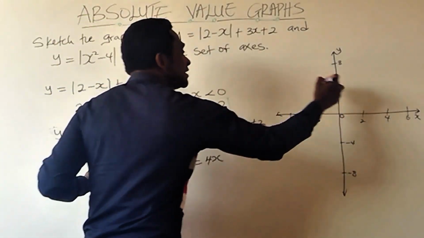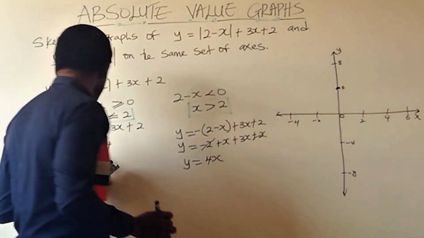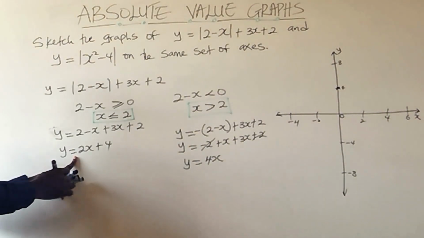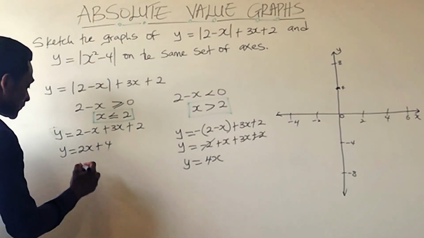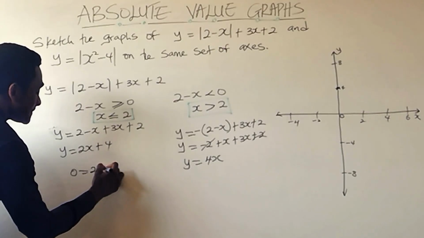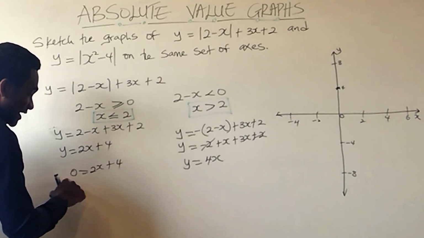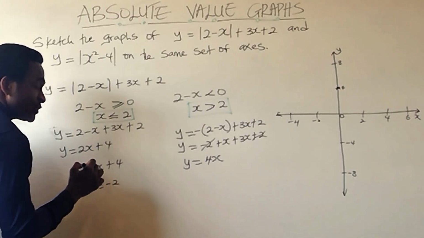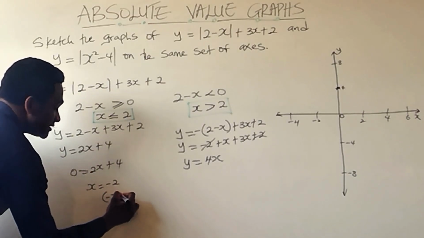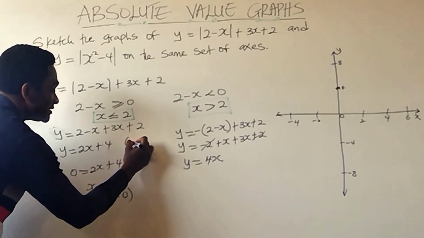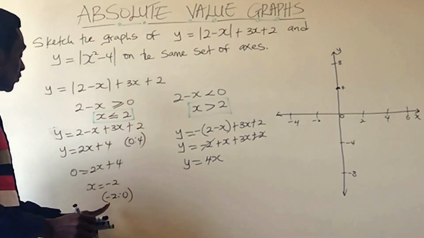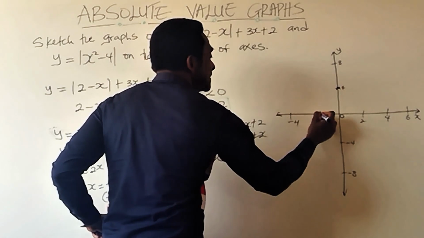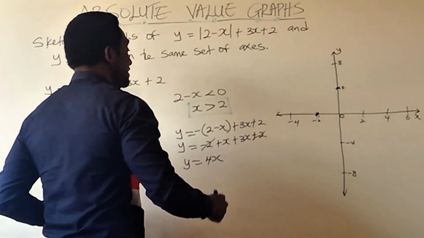So my y-intercept here is 4, first graph, and then my x-intercept, if I make y 0, I will have negative 4 here, x becomes negative 2. So my x-intercept will be negative 2 and 0, my y-intercept is 0 and 4. So we go to negative 2 and 0, and we can sketch our linear graph.